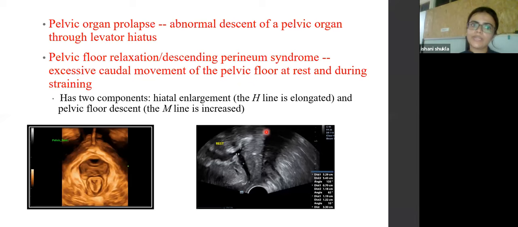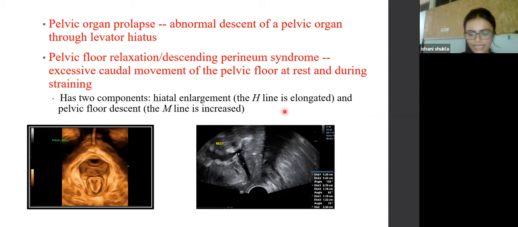So pelvic organ prolapse and pelvic floor relaxation are actually two different terms which need to be differentiated. Pelvic organ prolapse is abnormal descent of a pelvic organ through the levator hiatus, whereas pelvic floor relaxation is excessive caudal movement of the pelvic floor during straining. So pelvic floor relaxation has two components: hiatal enlargement, which we see by an increase in the H line, and pelvic floor descent, in which the M line is elongated.